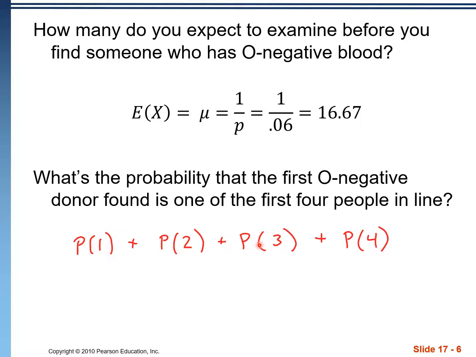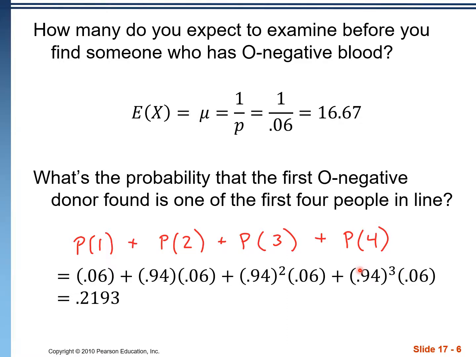Okay, third person means we had 2 that were not O negative, then the third person was O negative. Okay, fourth person means that we had 3 that were not O negative, then the fourth person was. Okay, we add all those up, and the total is 0.2193.